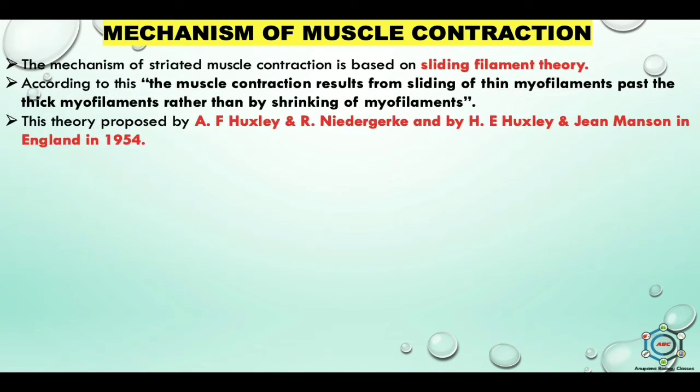Now, the mechanism of muscle contraction. The mechanism of striated muscle contraction is based on the sliding filament theory. According to this, muscle contraction results from the sliding of thin myofilaments past the thick myofilaments rather than by shrinking of the myofilaments. This theory was proposed by A. F. Huxley and R. Niedergerke, and by H. E. Huxley and Jean Hanson in England in 1954, independently.